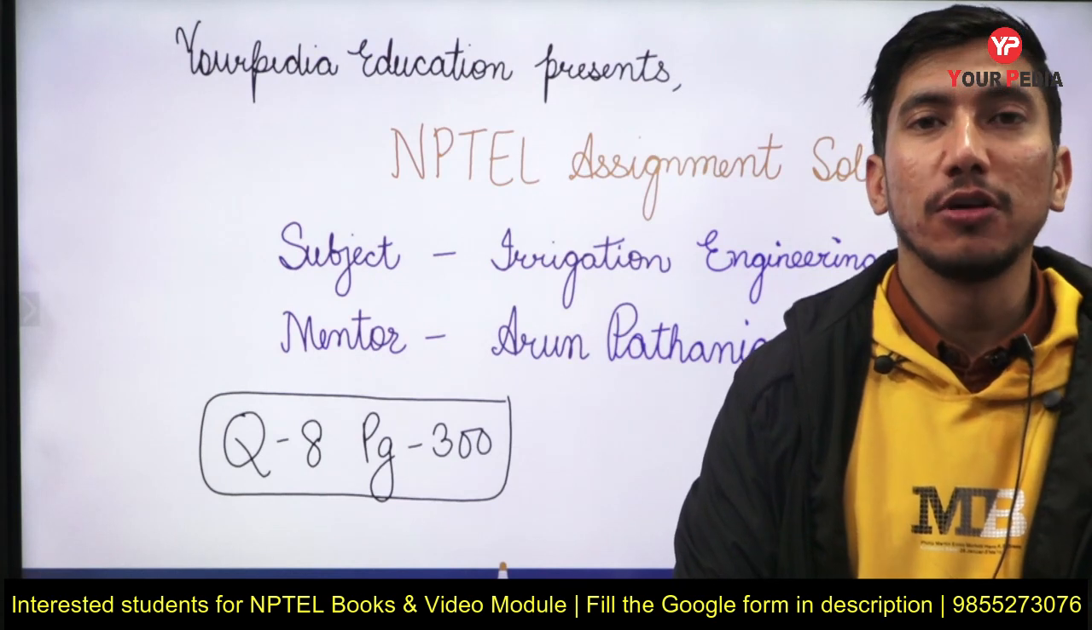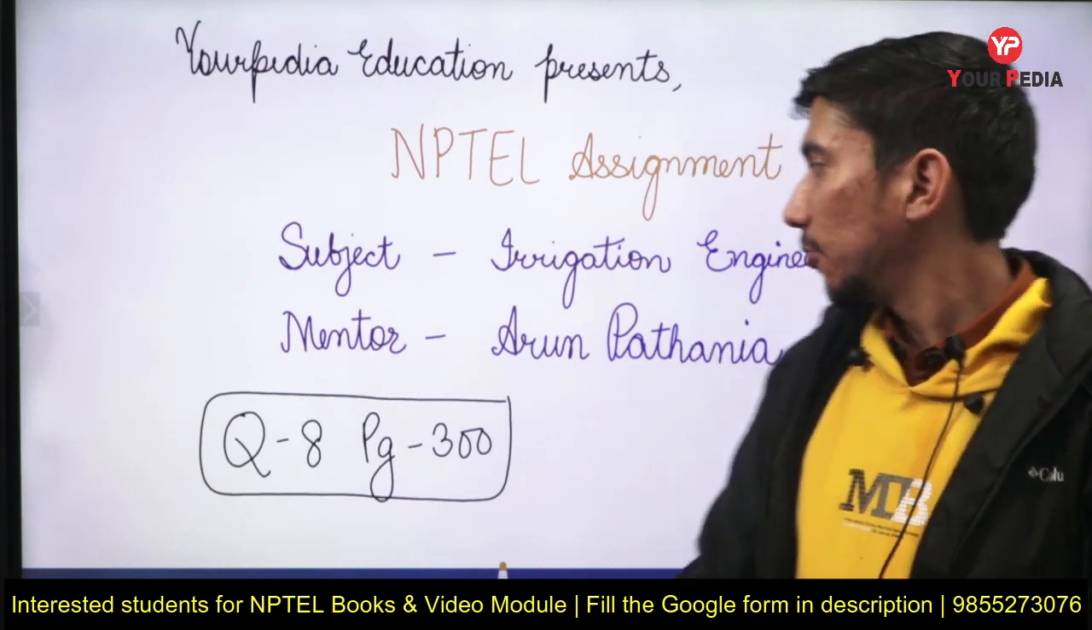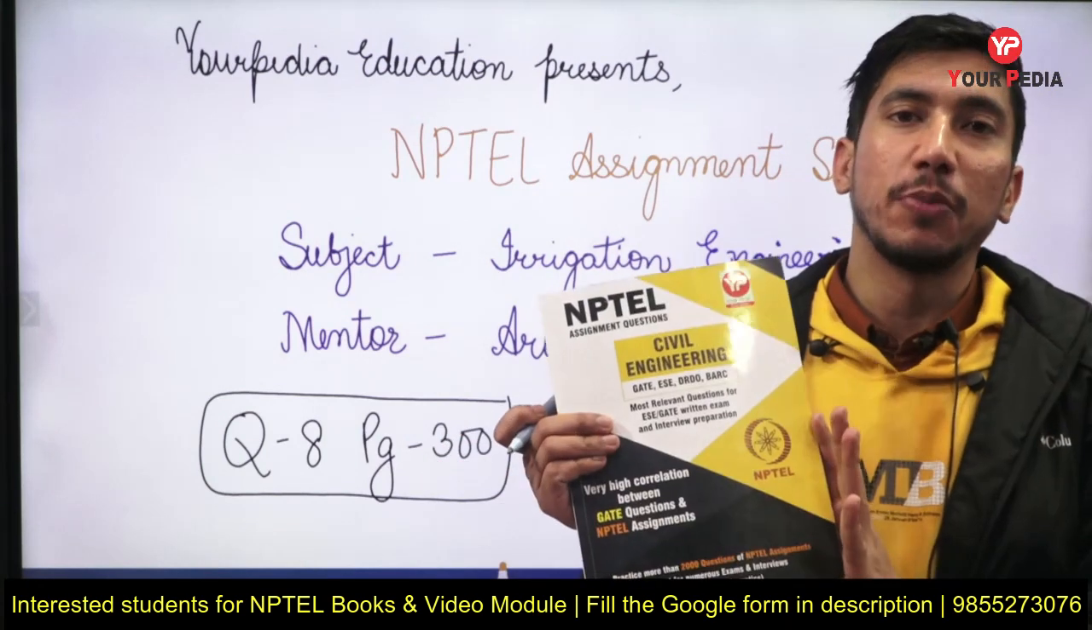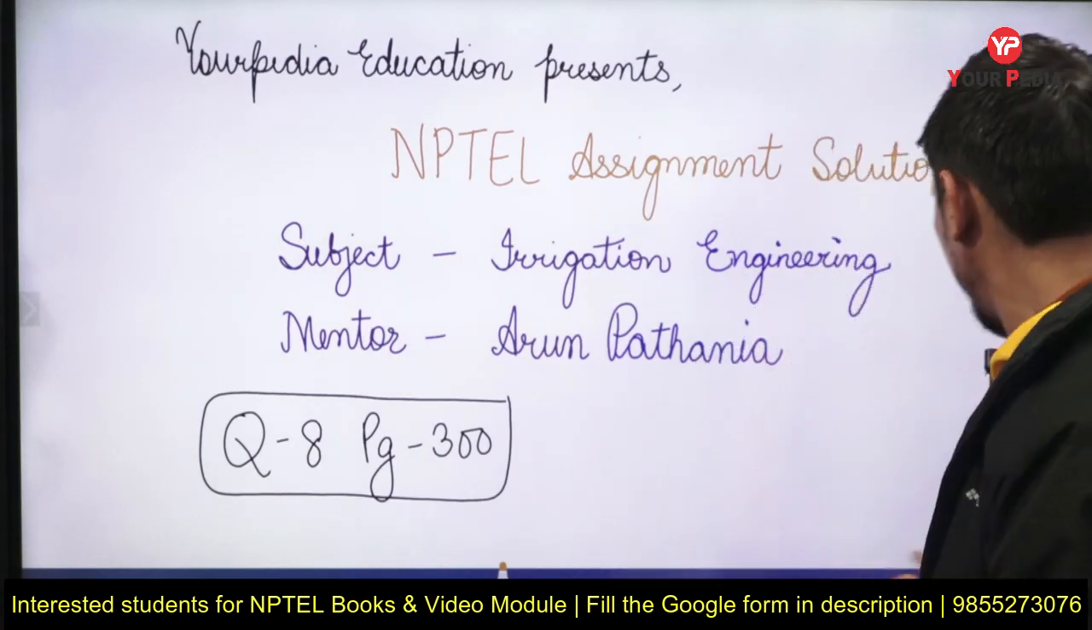Today we are going to solve the NPTEL assignment question for the subject of irrigation engineering, and the question is question number 8 and it is present on the page number 300 of this particular book. Okay, so let us just read the question and try and solve it.